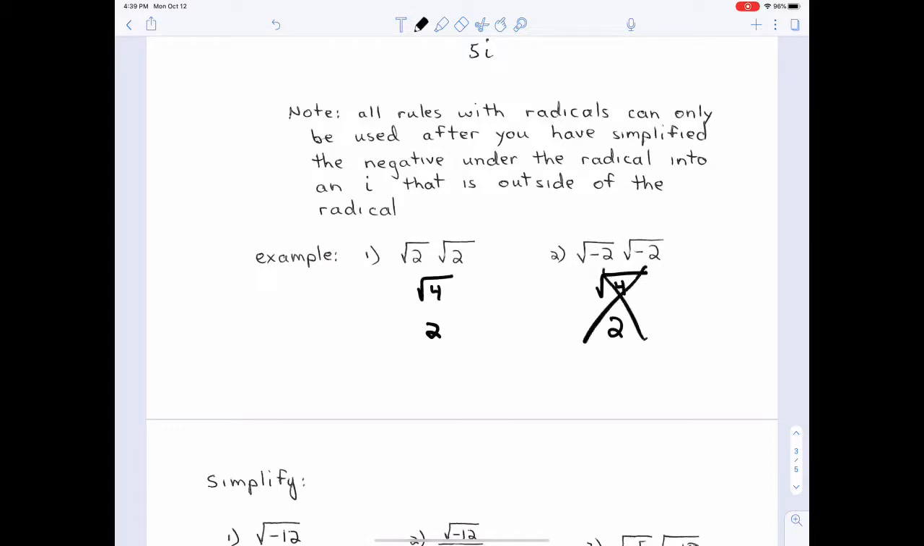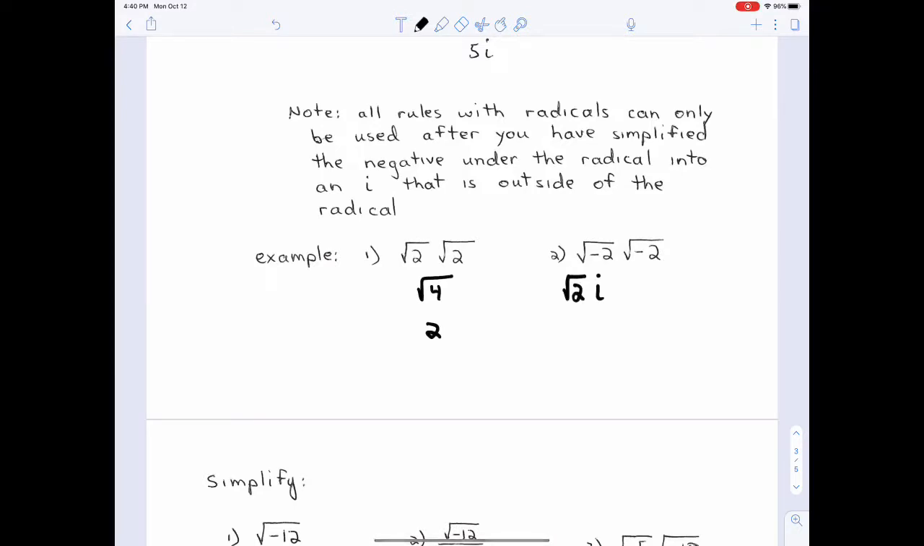No, you can't. Why? Because these are not real numbers. You can't do anything until you take that negative out from the radical and make it i. So what I'm going to do is take the square root of negative 2, and I'll take the square root of the negative, and then the square root of 2 I can't do anything with.